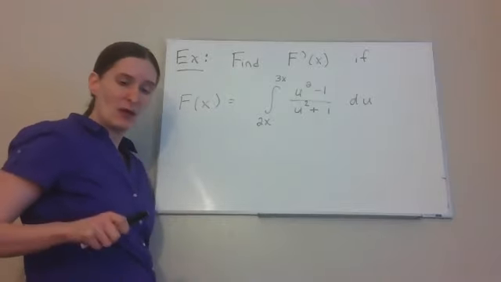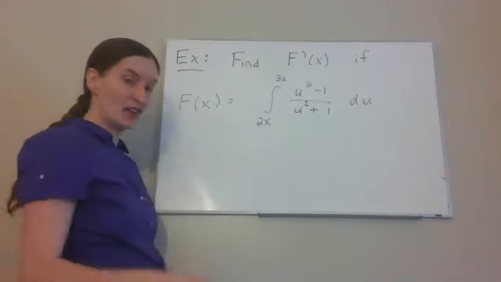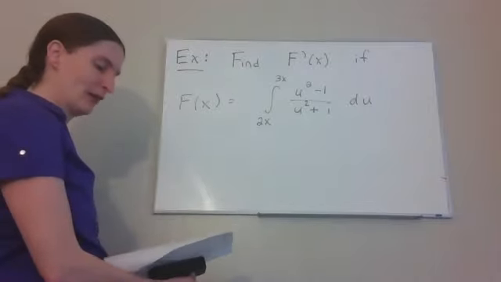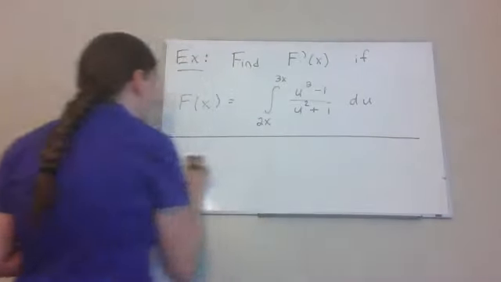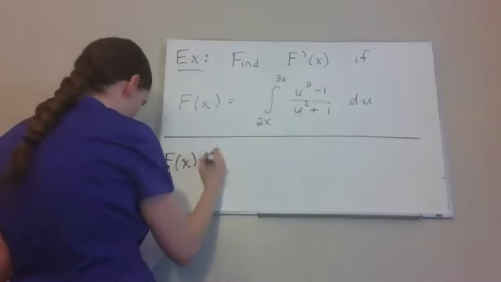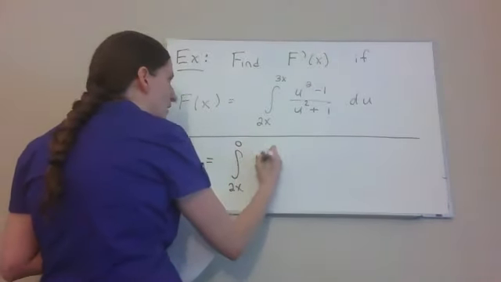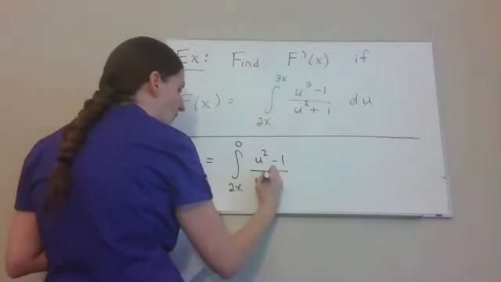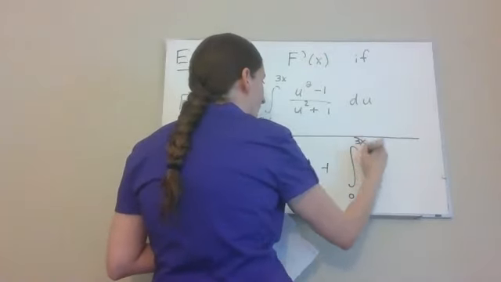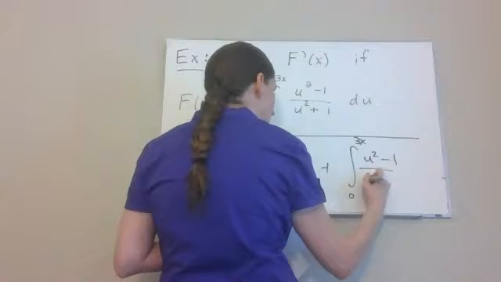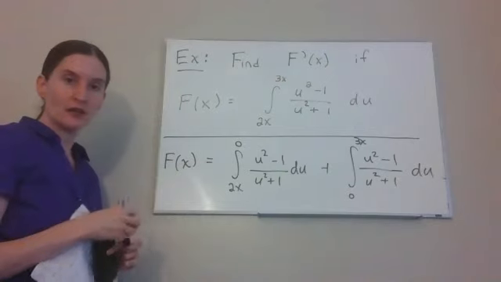Well, what can I do? I can rewrite this as two different integrals using those bounds of integration and a number, and choose a number that's easy to work with. I would suggest 0. So if I rewrite this, I have f of x is equal to an integral from 2x to 0, u squared minus 1 over u squared plus 1 du, plus the integral from 0 to 3x of that same thing. That was just using some of our properties of definite integrals.